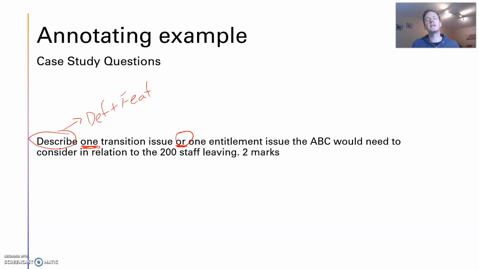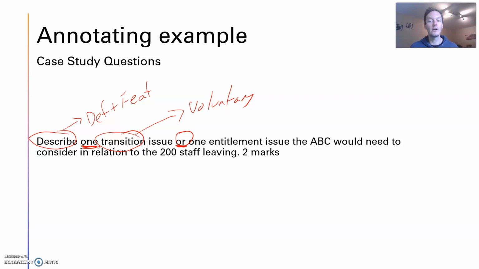So let's say there was something in the case study that alluded to counselling offered by ABC or something. Well, that's a bit of a hint that they want you to talk about transition issues. If that was the case, I'm circling that, doing an arrow, and I'm just going to put down what that's all about. A transition issue is things that are voluntary for the business to do. That way I'm not going to mix up and accidentally talk about entitlement issues.